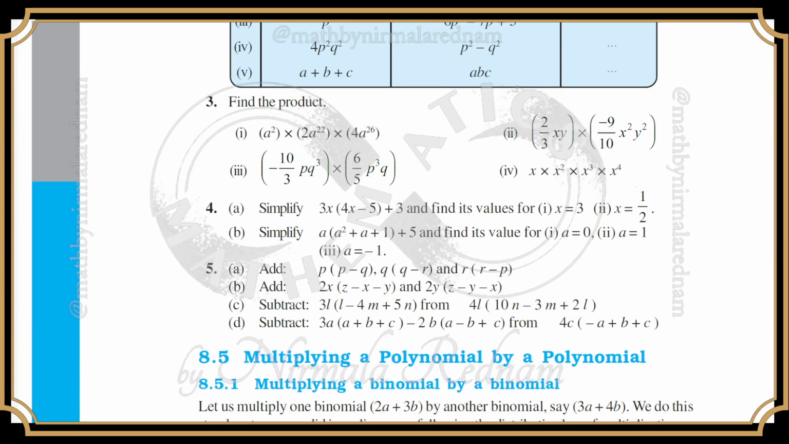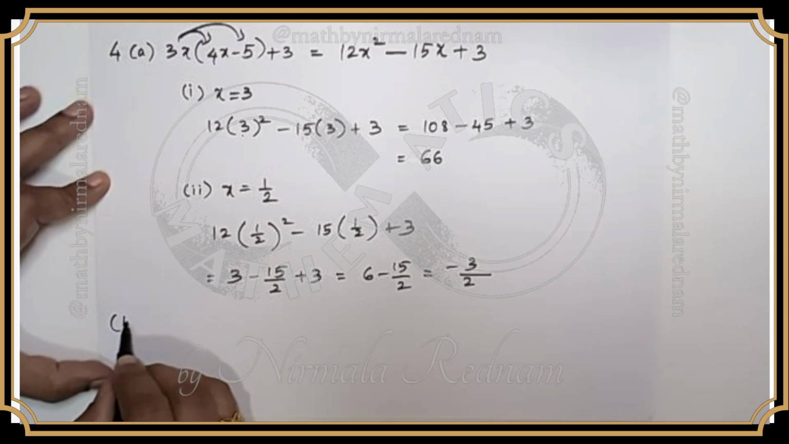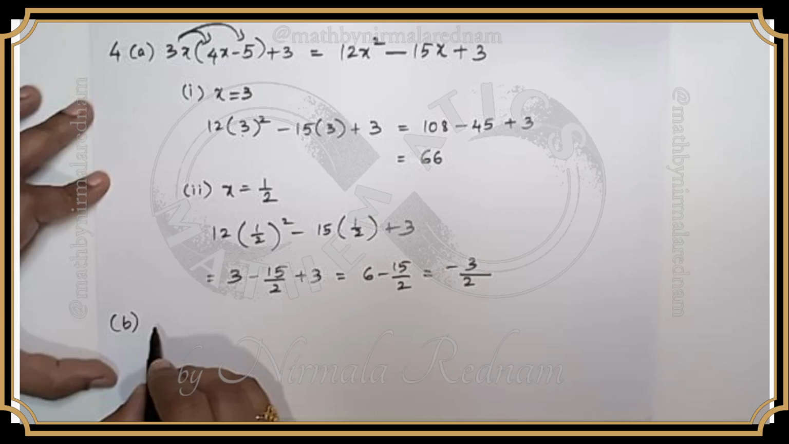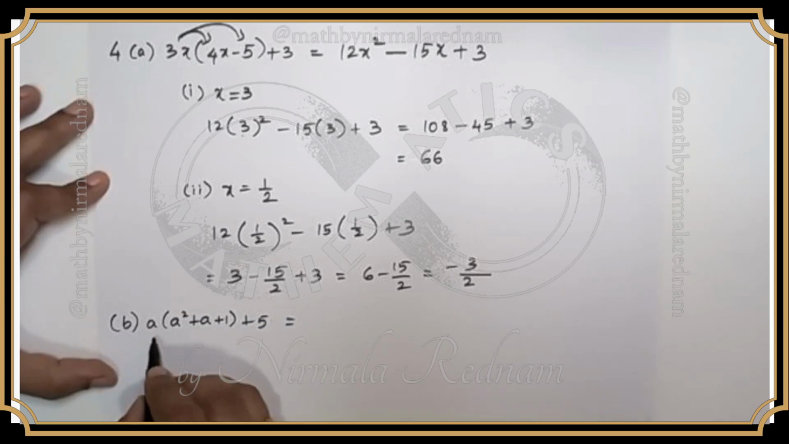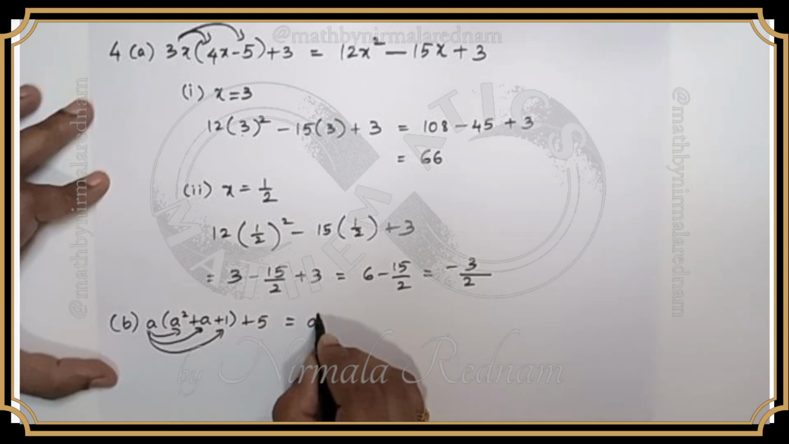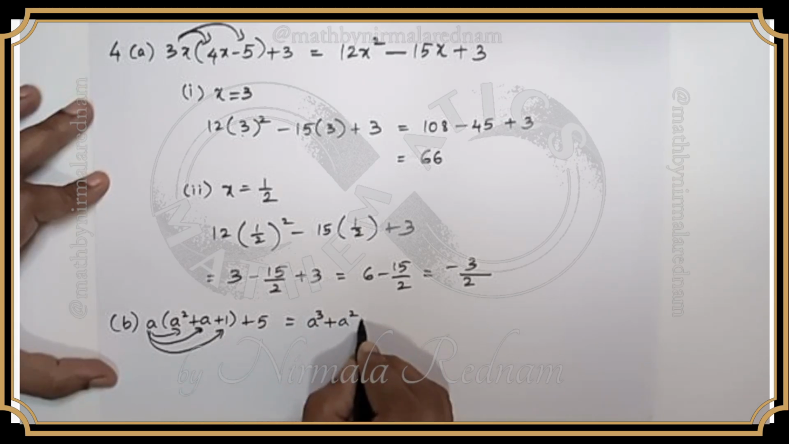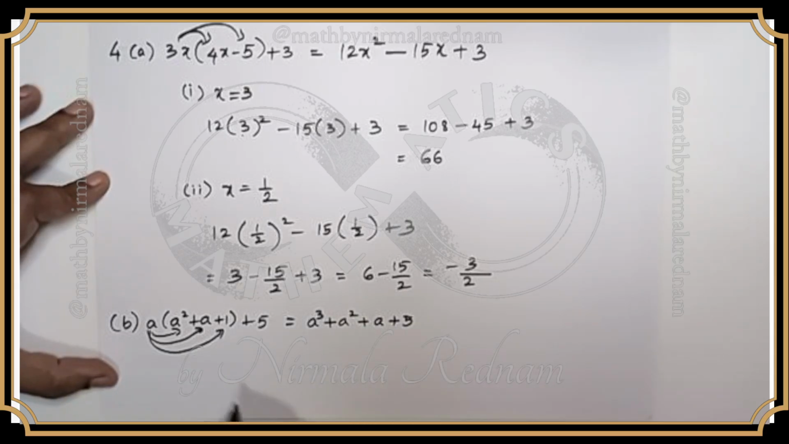Next, I have another expression. First, I'm going to simplify it and then we're going to put the values as they have asked. So I have a into a square plus a plus 1 plus 5. If I open the bracket, I get a into a square is a cube, a into a is a square, a into 1 is a, plus 5. So this is my expression.